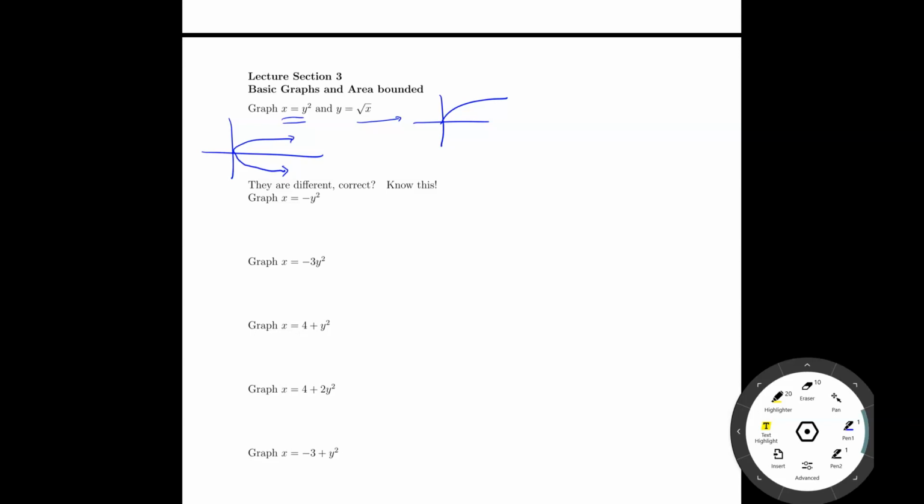Alright. So just make sure you know the difference between these two. So x equal negative y squared is just an upside down parabola facing the sideways. This negative 3 here just makes it a little skinnier, not a big deal. So I want you to know when it's a big difference or not.